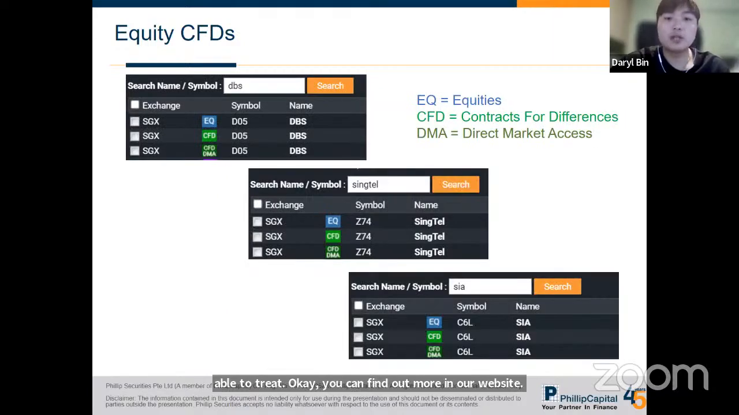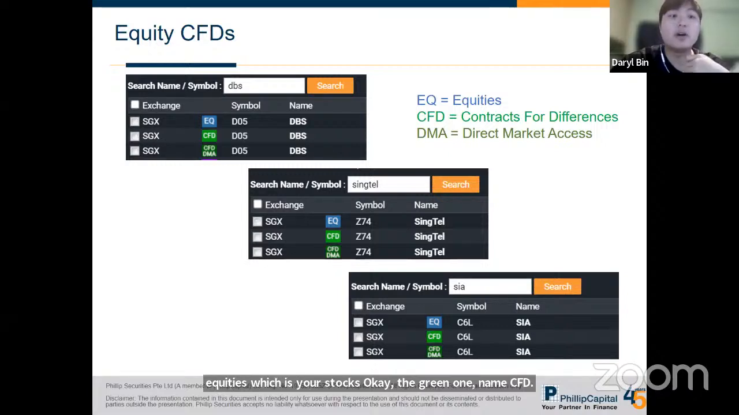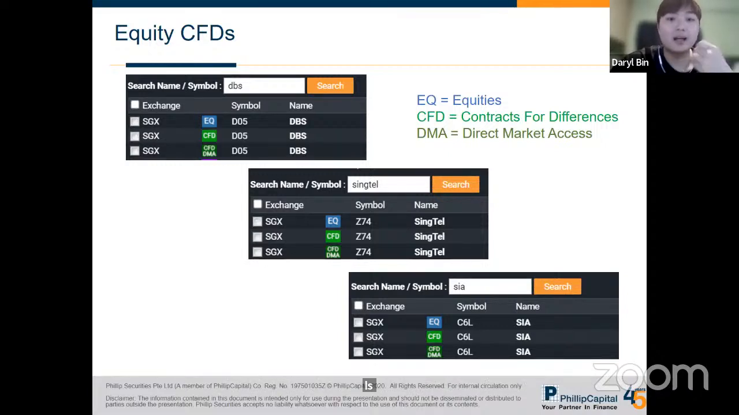If you have used our platform before, when you search on counters like DBS, Singtel, SIA, you'll probably see this. The blue logo, named EQ, is the equities, which is your stocks. The green one, named CFD, is CFD, which is a derivative of the stock. However, the darker green one, labeled as CFD DMA, is the DMA. Do note that DMA is only for Singapore counters.